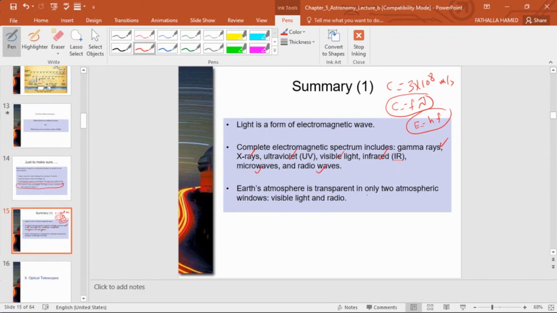And the Earth's atmosphere is transparent only to two forms of electromagnetic waves: visible light and radio waves. And that's basically what reaches the surface of the Earth here. So if we want to do observation, that's basically when Galileo Galilei became aware of the telescope, and he made his first telescope. So he was using it to look at visible light. Now we also use radio waves, and we'll explain this as we move on, but other radiation has to be done from space.